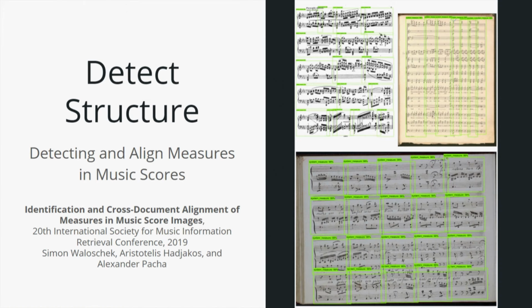Moving on to one of the most recent works that I've been doing, which is still basic structure detection, on detecting and aligning measures across music scores. I did this together with Simon Waluszek and Aristoteles Hadjiakos from Germany. And this paper is about to be published at this year's ISMIR conference. And the idea is the following.